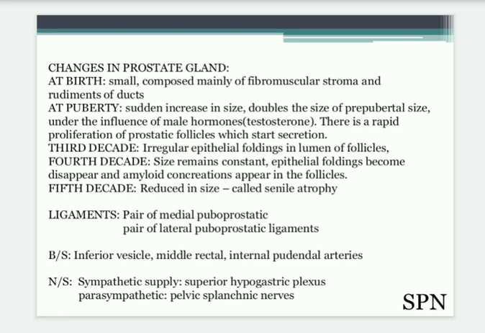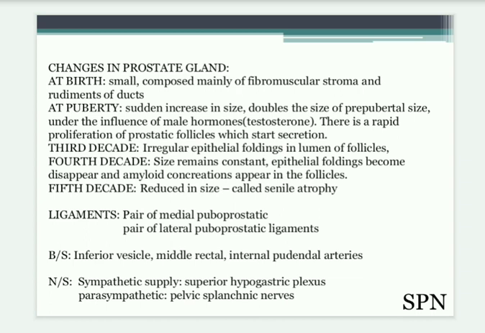And you can see the changes in the prostate gland. At birth, it is small, composed mainly of fibromuscular stroma, and it is a rudiment of ducts. When you come to puberty, there is a sudden increase in the size of the gland, so it becomes double the prepubertal size. This is under the influence of the male hormone testosterone. There is rapid proliferation of prostatic follicles which start secretion.